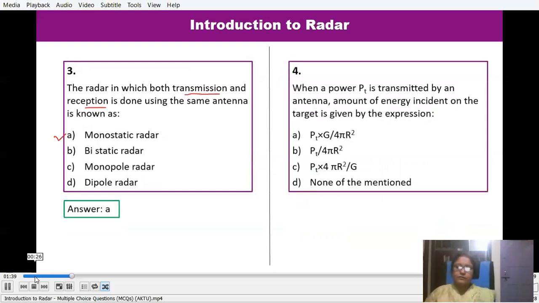Question number 4: when a power PT is transmitted by an antenna, then the amount of energy which is incident on the target is given by, you know that the flux density you can write at a distance r, which is PT upon 4 pi r square. And when this particular power PT is transmitted by the antenna, then the gain of that particular antenna must also be considered. So A is the correct answer.